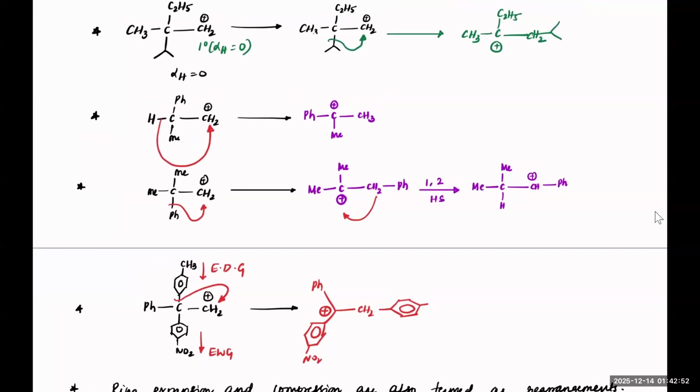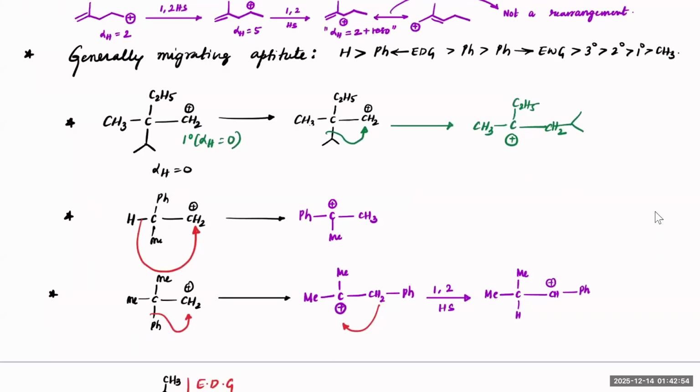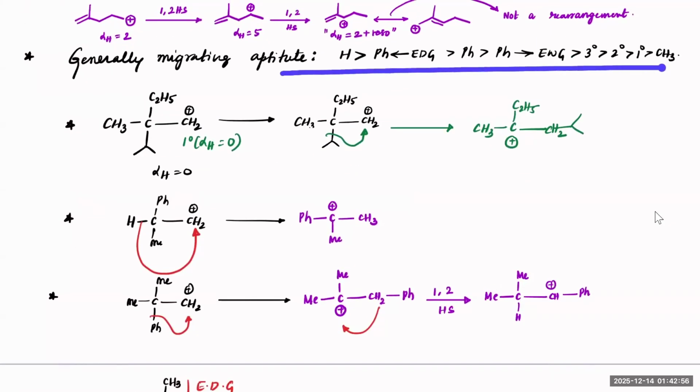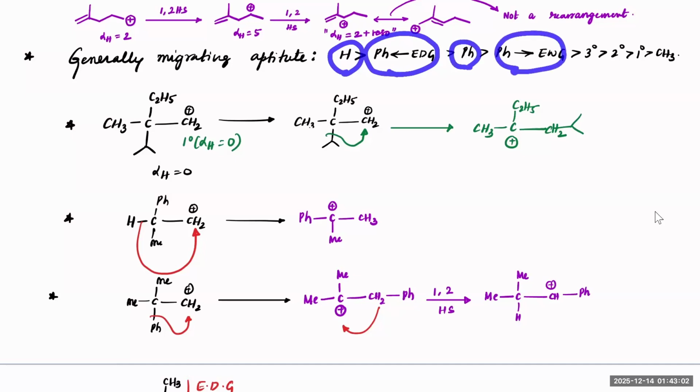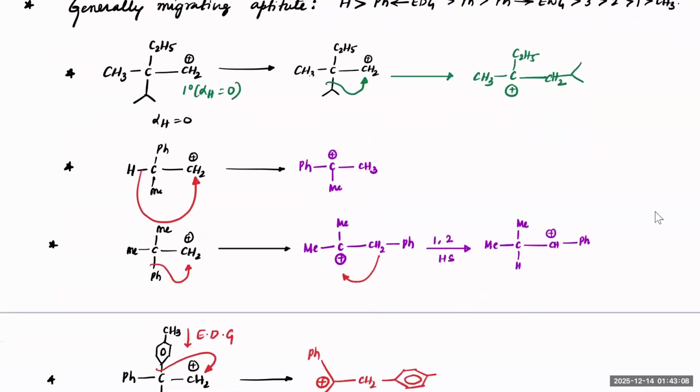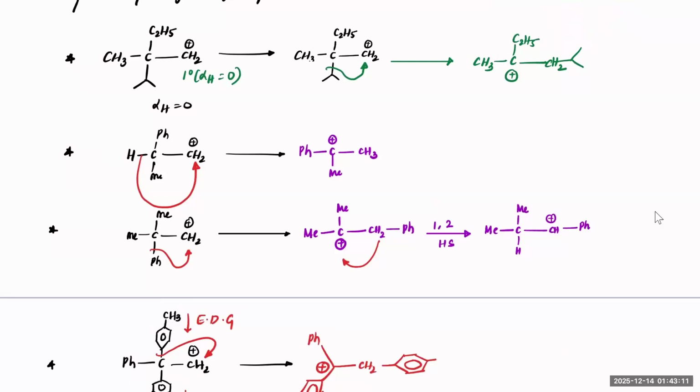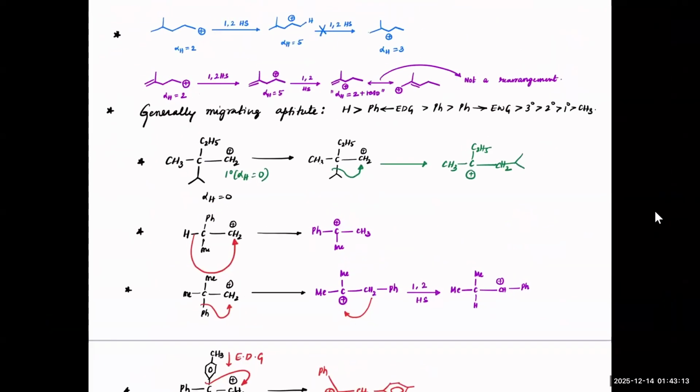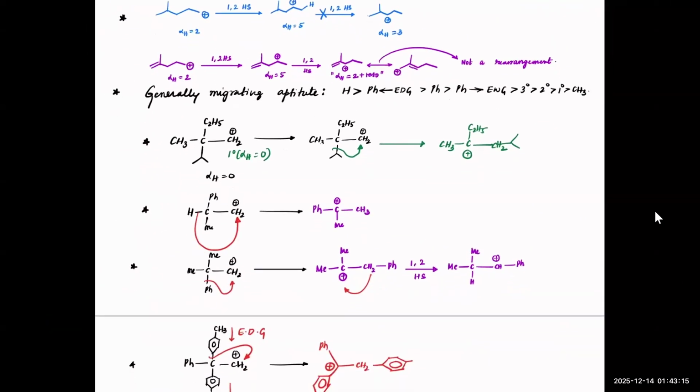Okay, so always follow the hierarchy, or follow the migrating aptitude, everybody. So first thing is hydrogen, then phenyl with donating group, only phenyl, phenyl with withdrawing group, 3 degree, 2 degree, 1 degree, and methyl group. Okay, have you all made a note of it? Please do check.